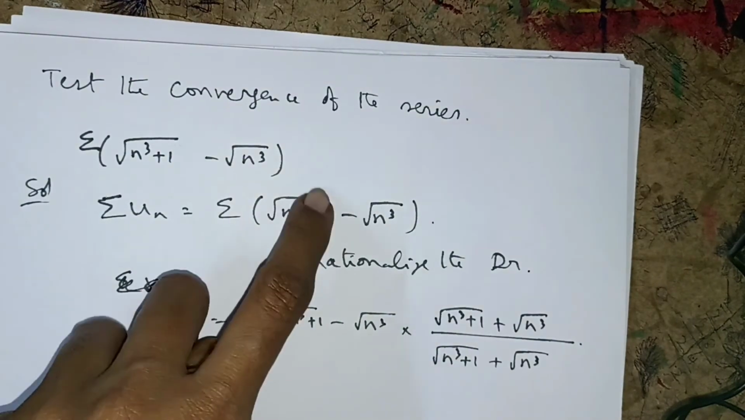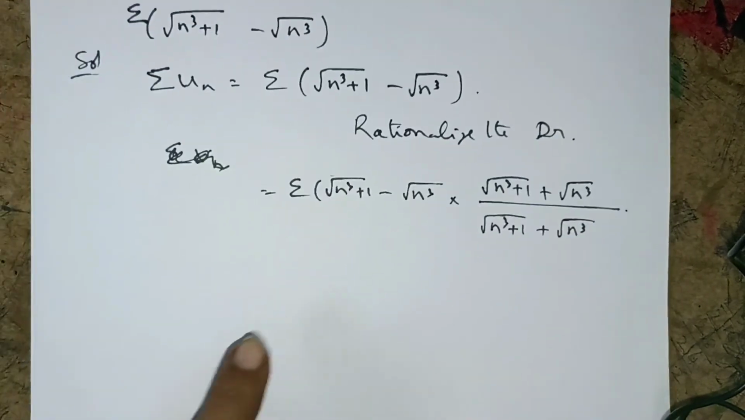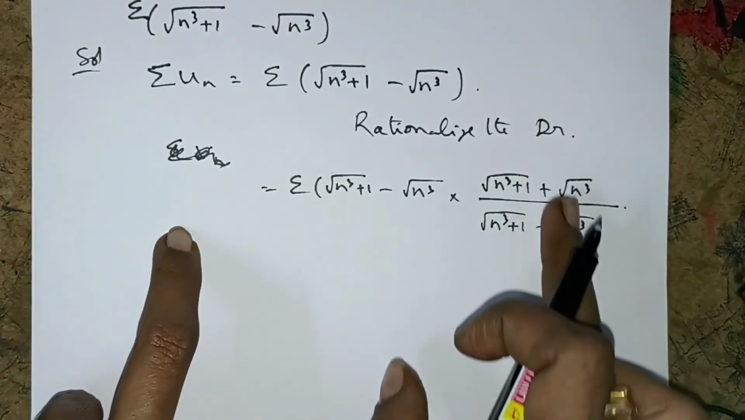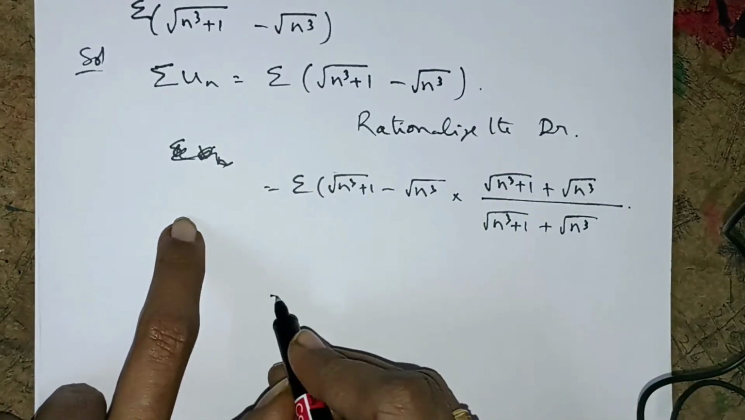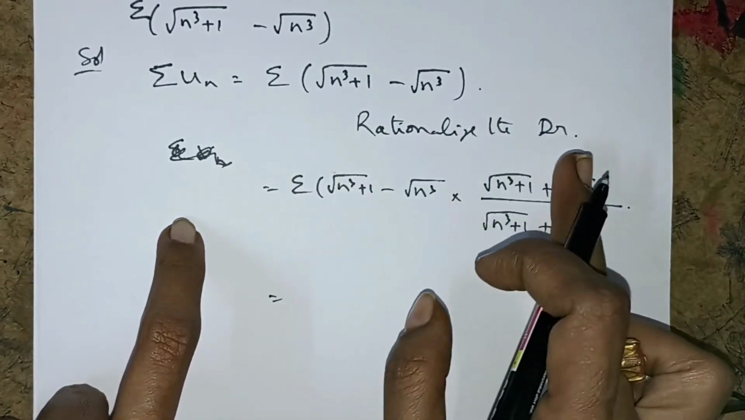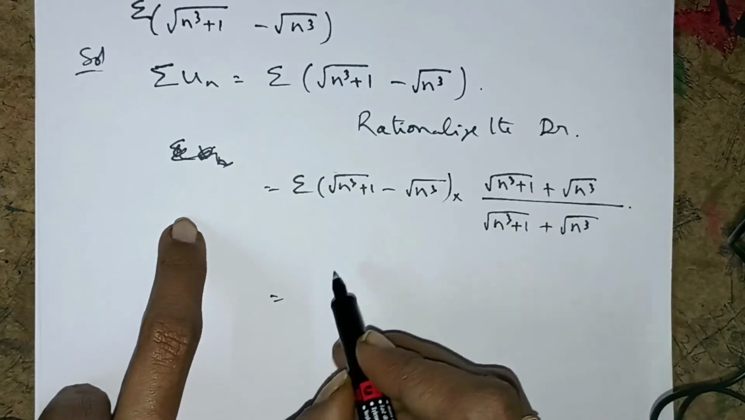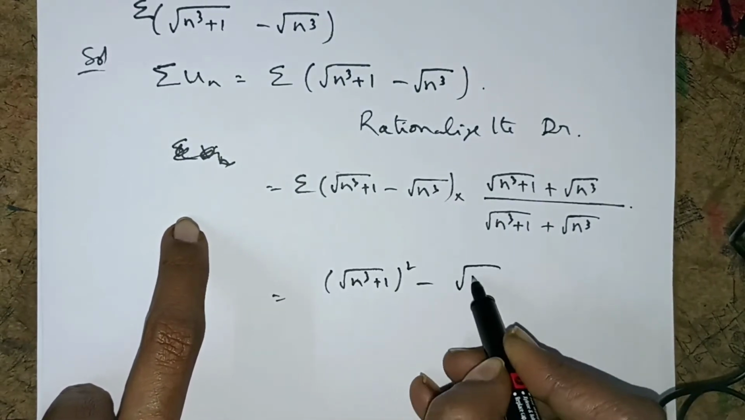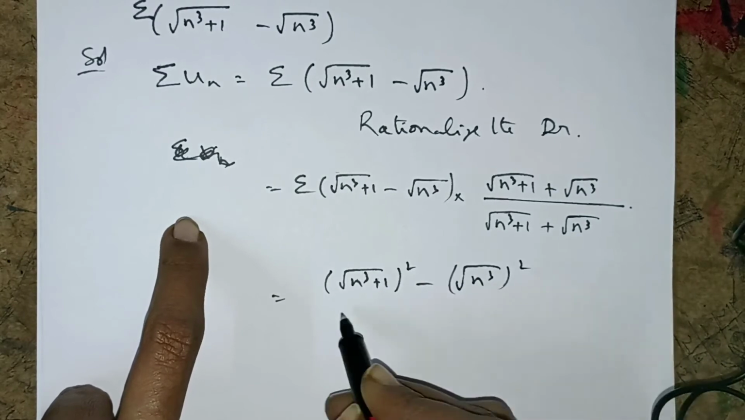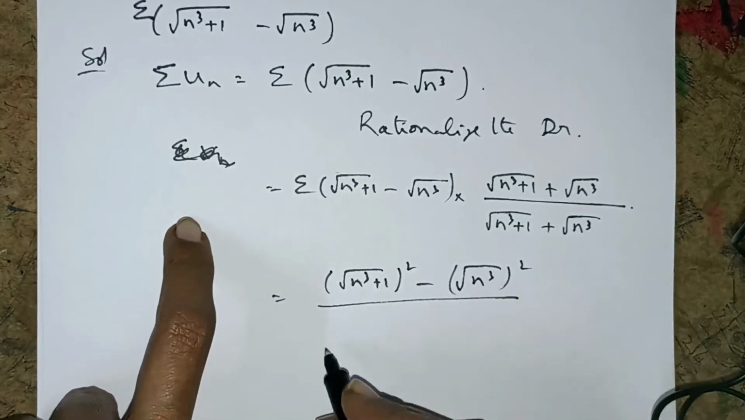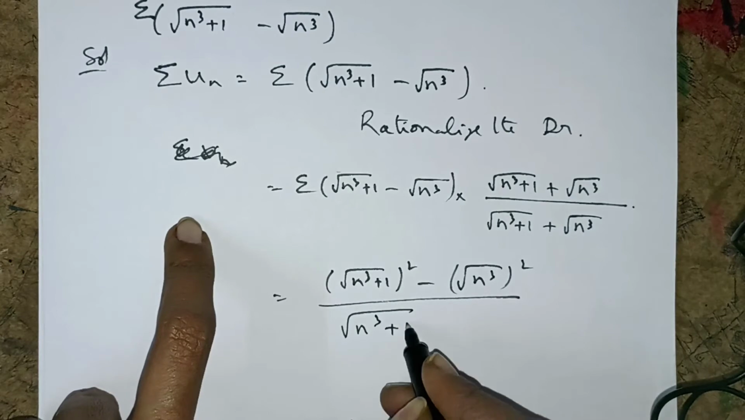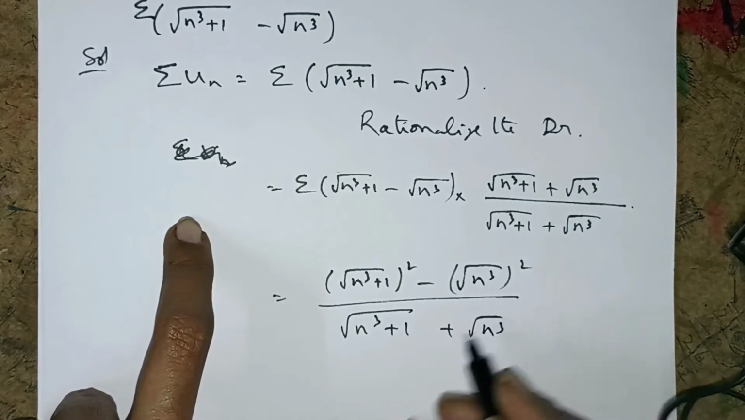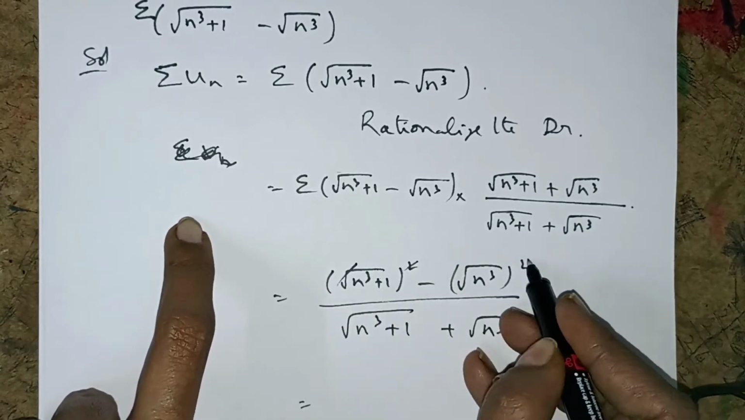(a plus b)(a minus b) is a square minus b square, so we get over root of n cube plus 1 plus root of n cube. How much you'll get? The square roots get cancelled. N cube plus 1 minus n cube by root of n cube plus 1 plus root of n cube. N cube gets cancelled, and it is equal to 1 by root of n cube plus 1 plus root of n cube.